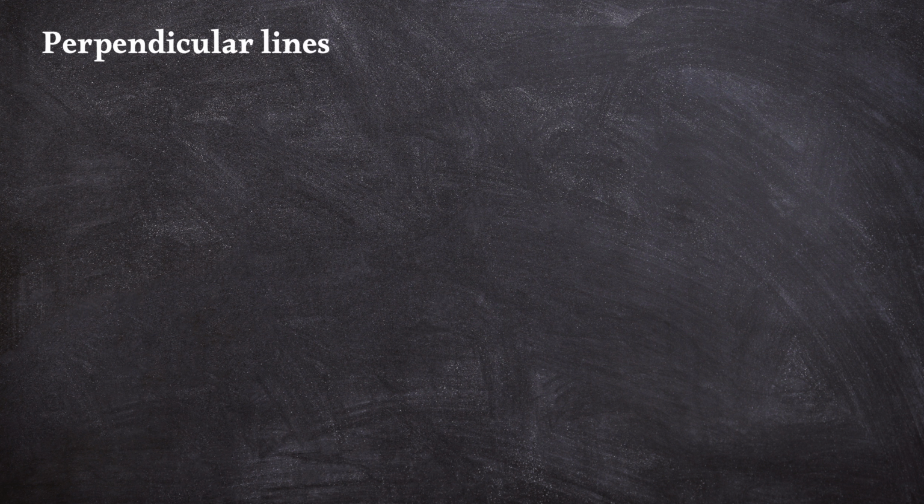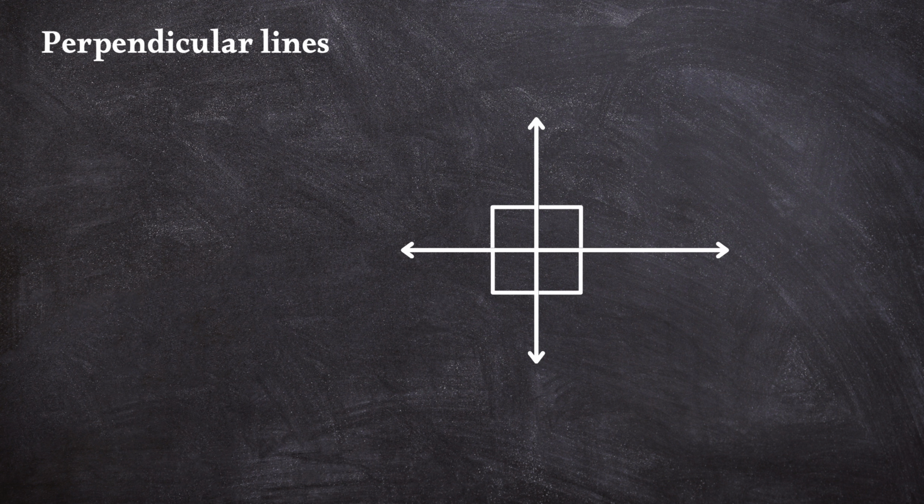Perpendicular lines. Perpendicular lines are lines that form square corners when they intersect. These corners are called right angles or 90 degrees angles.